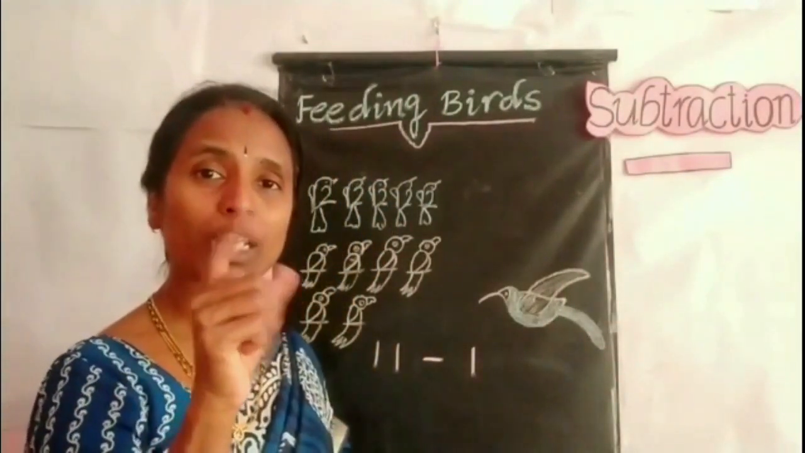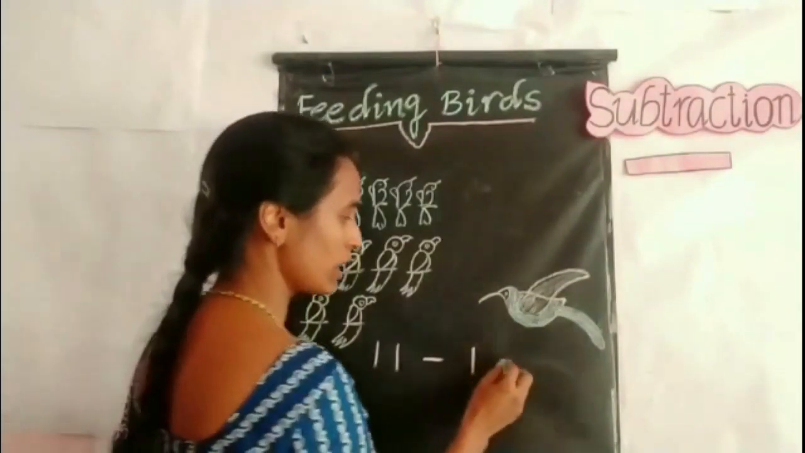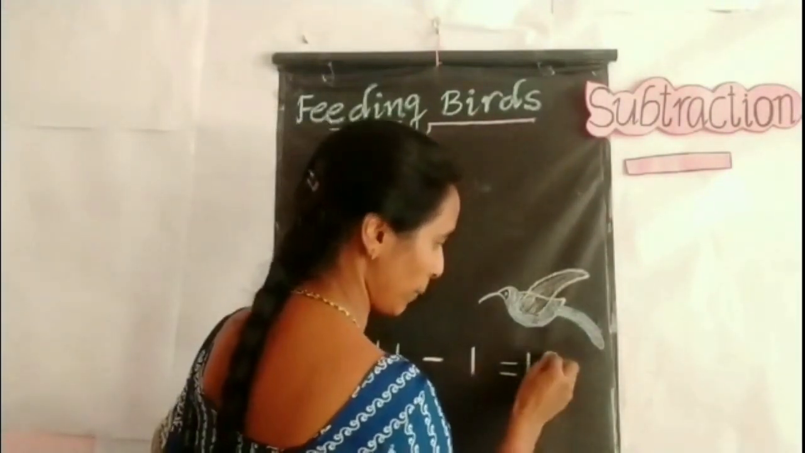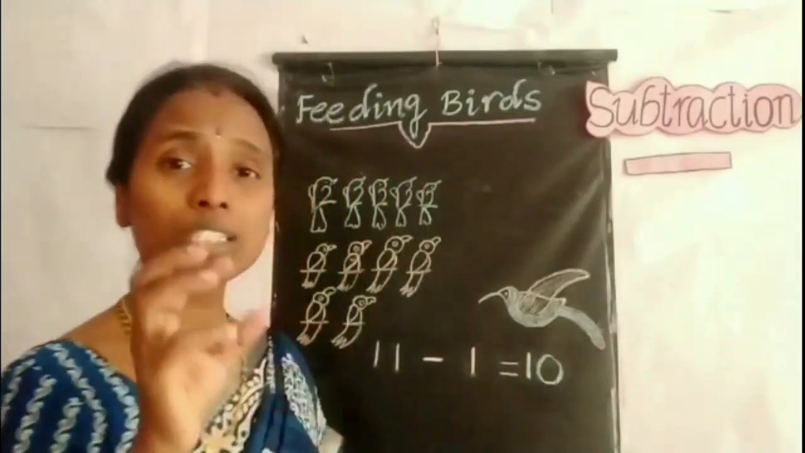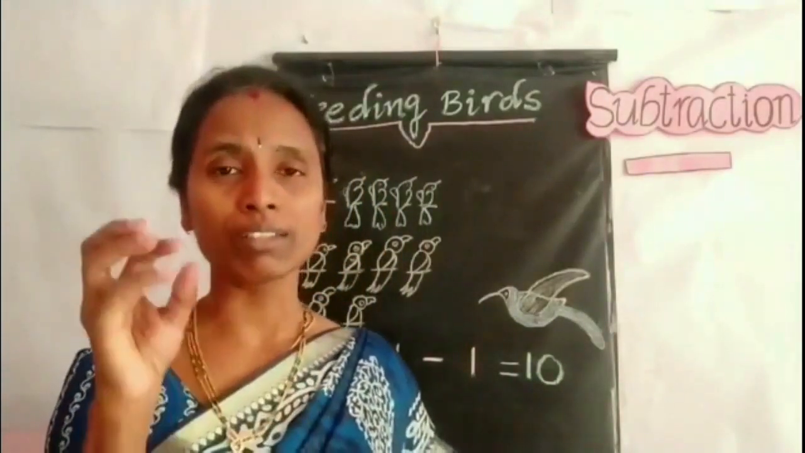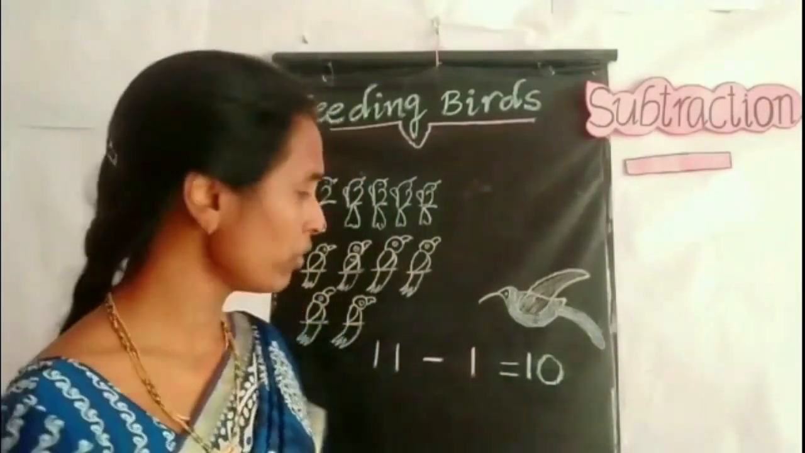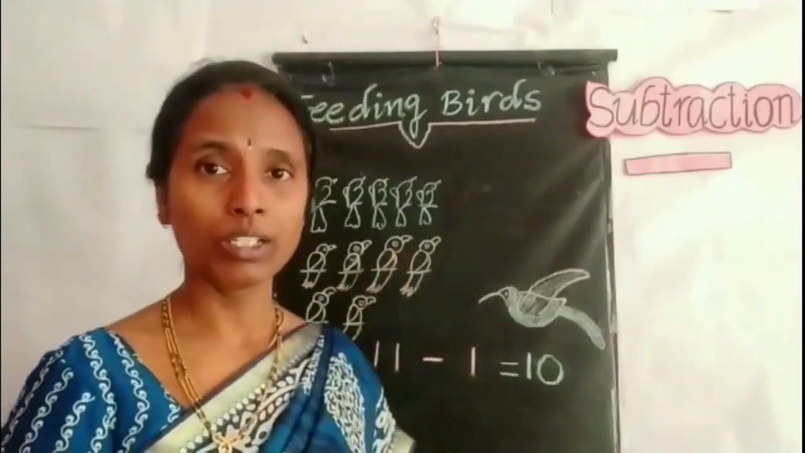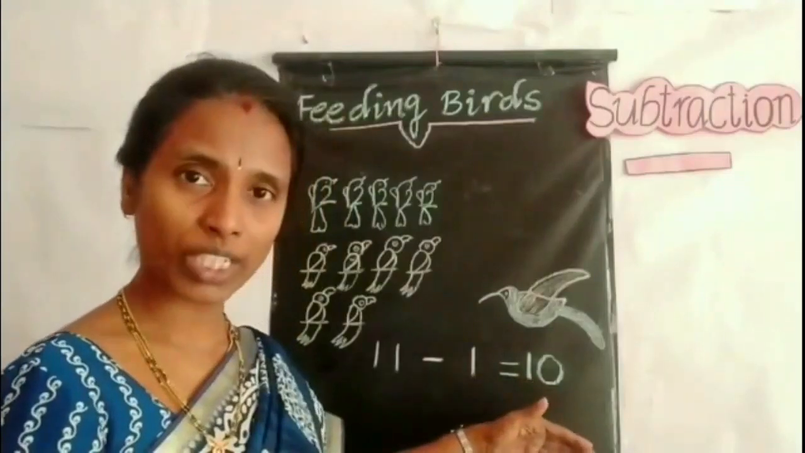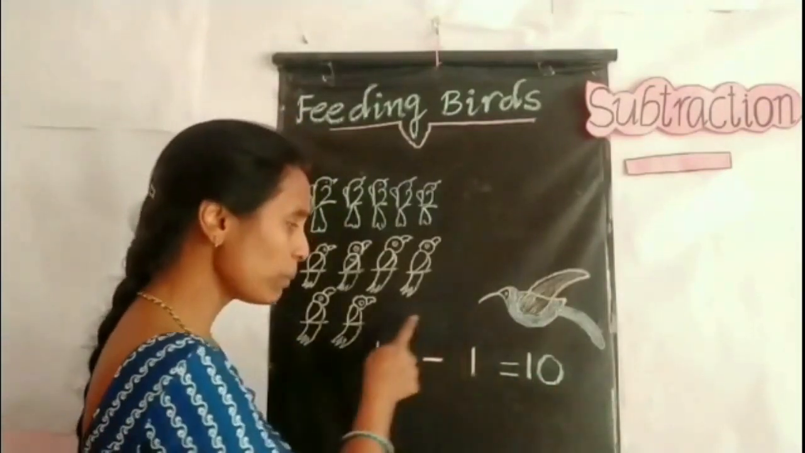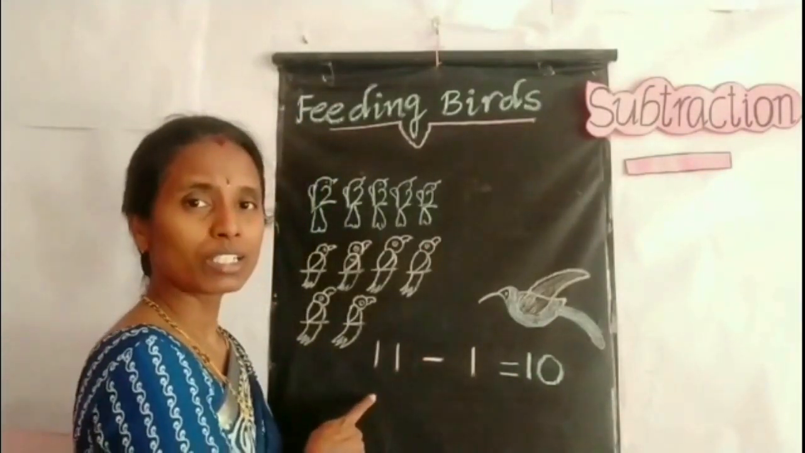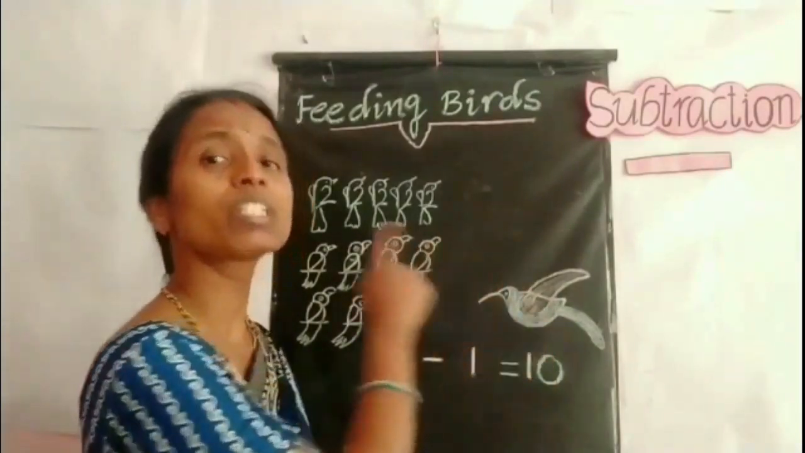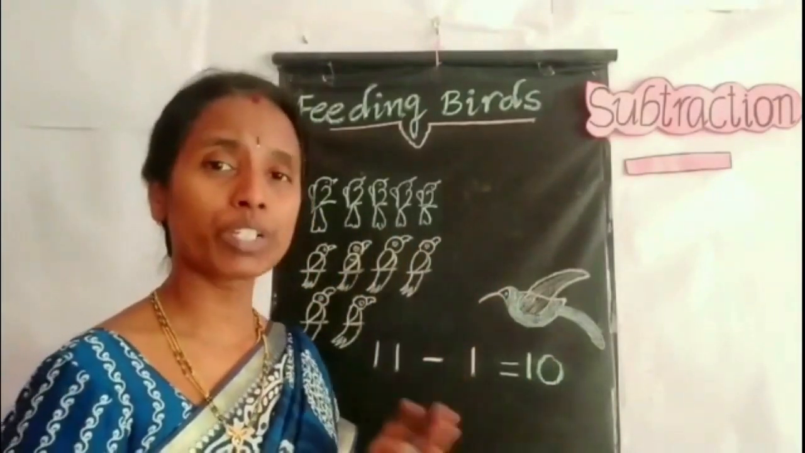11 minus 1, how much children? 11 minus 1 is nothing but 10. Okay children. So 10 birds are still eating the grains. So here, if you observe here children, from 11 I have subtracted 1. So the difference is 10. So here 10 is the predecessor of 11 or not? Yes, 11 before which number comes? 10.